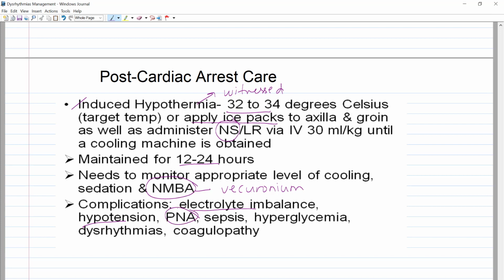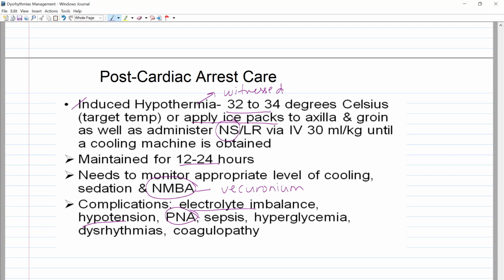Why pneumonia? Because if the patient is on induced hypothermia, you don't want to suction them. You want to suction them as needed, but as much as possible, you don't want to create any stimulation. So if your patient is on induced hypothermia, you don't want any of the visitors to stimulate them nor talk to them for 12 to 24 hours. Because the goal of induced hypothermia is to decrease the oxygen demand in the brain and also in the body. That's why we're making them cold.